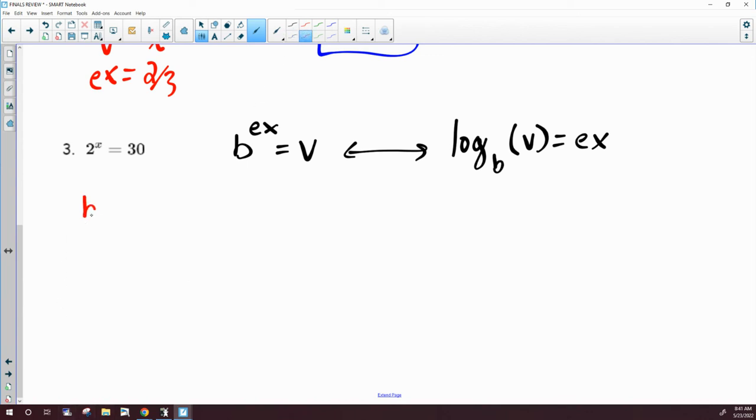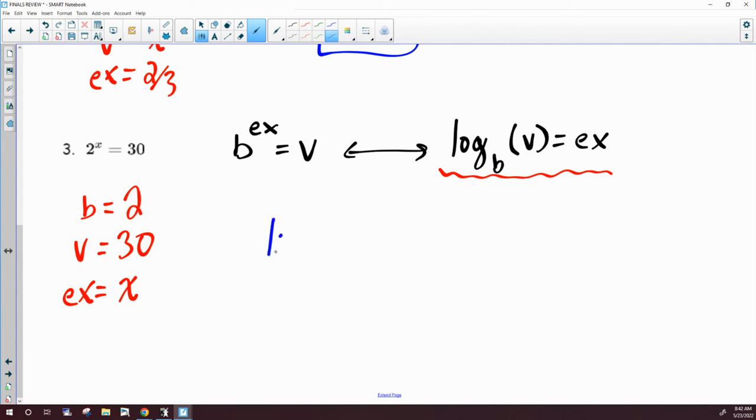So our base is 2. Our value is 30. And our exponent is, think, what's the exponent in this? x. The power is x. So that's our b, v, and our exponent. And now we need to rewrite it as a log like this. So we start by writing log. And we fill in all of our parts.